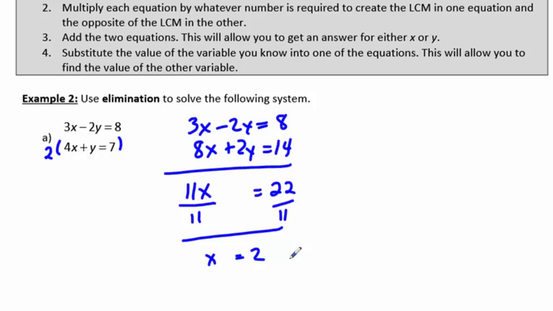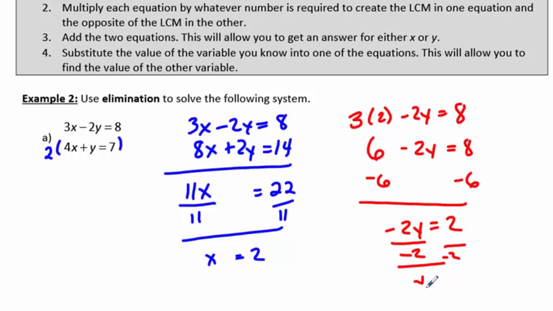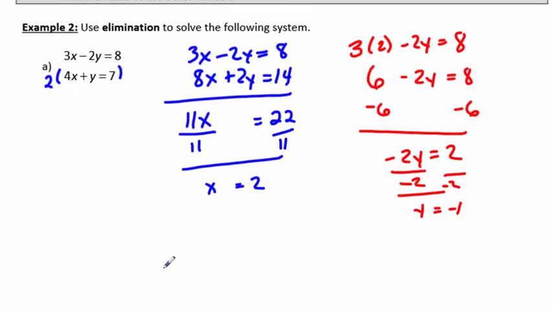Alright, now that we have the x value, we're going to use either of our equations, it doesn't matter which one you want, to solve for y. So let's use the top equation. So we're going to have 3, our x is 2, minus 2y equals 8. So that gives us 6 minus 2y equals 8. And if you subtract 6 from both sides, negative 2y equals 2, or once you divide by negative 2, y equals negative 1. So the solution to this system is the ordered pair 2, comma, negative 1.